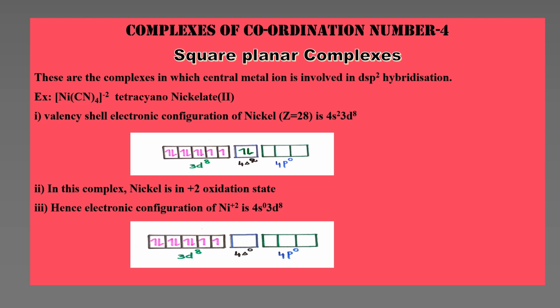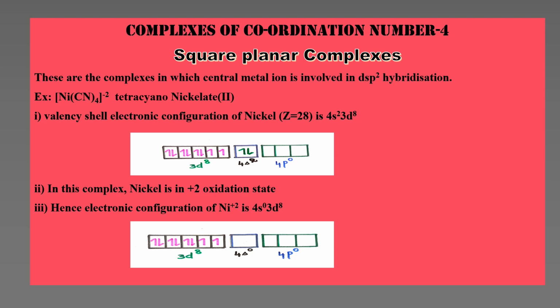In this class, we will be learning the second type under complexes of coordination number 4. The second type is square planar complexes. In the previous class, we have learned the first type, that is tetrahedral complexes. Complexes of coordination number 4 are divided into two types. First one, tetrahedral complexes, which we have learned in the previous class, and the second type is square planar complexes.